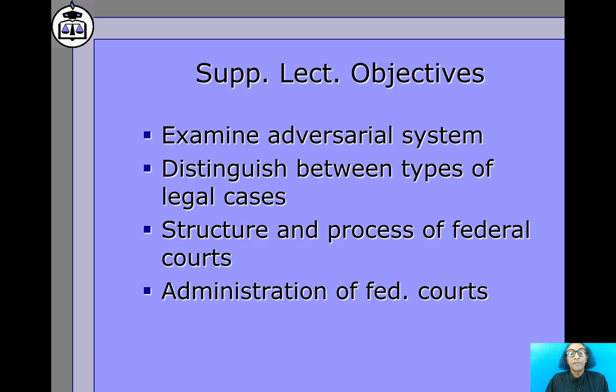Now let me outline the objectives of the supplemental lecture here. Again, this is on the federal courts. There will be a separate lecture on California state courts to follow.